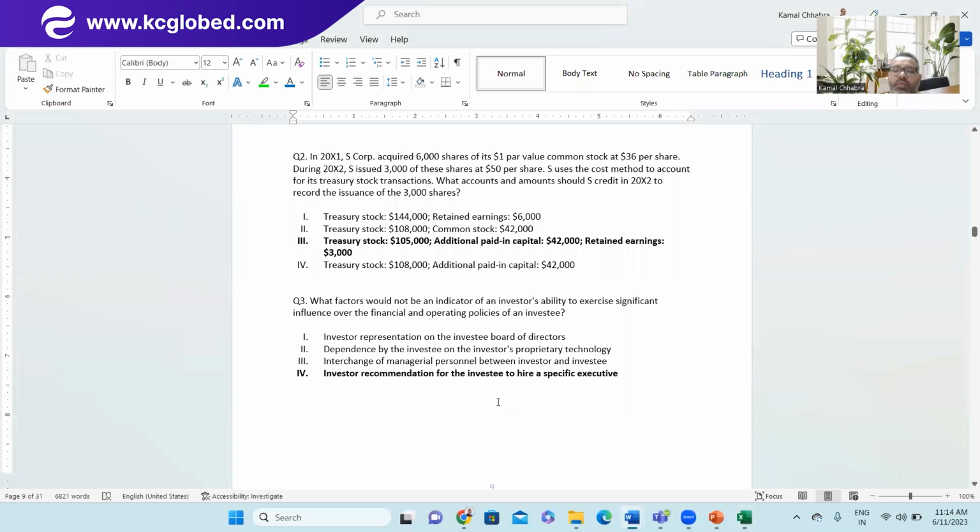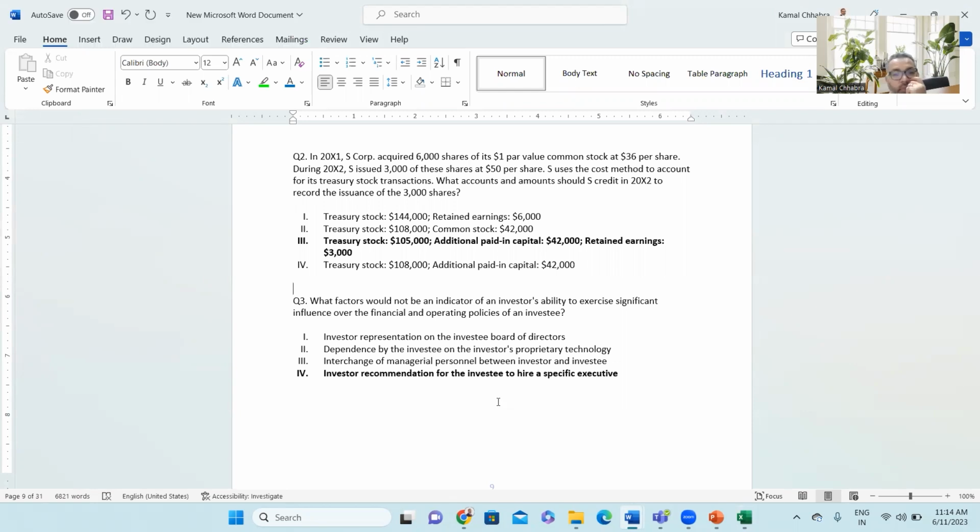Right? Yes, sir. Okay, next question. What factor would not be an indicator of investors' ability to exercise significant influence over the financial and operating policy of an investee? What factor would not be an indicator? All of the question is, would not be an indicator of investor ability to exercise significant influence.